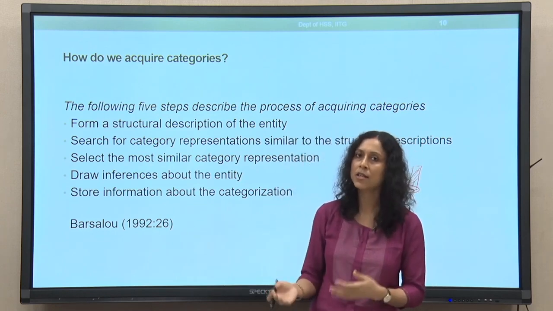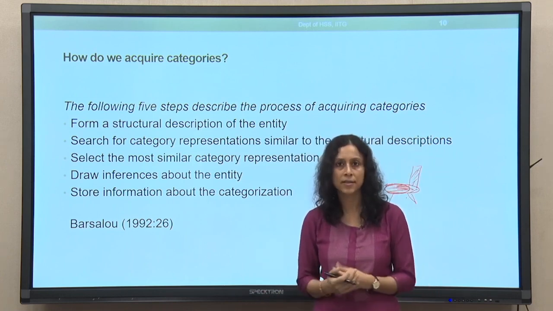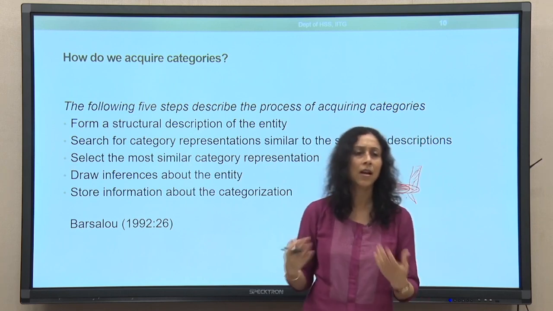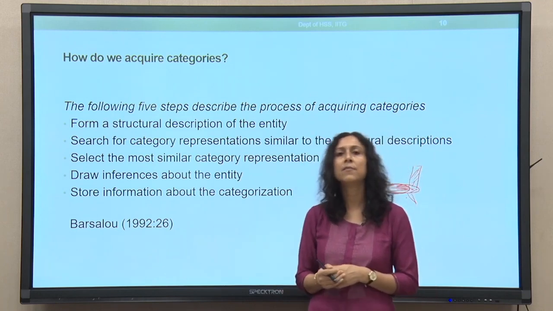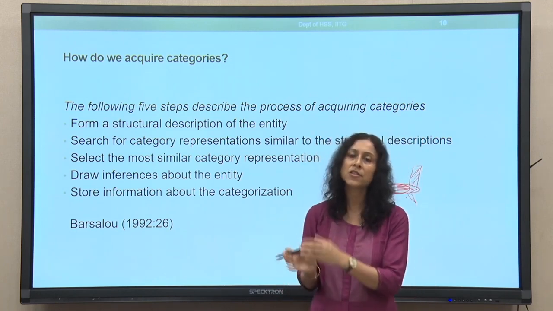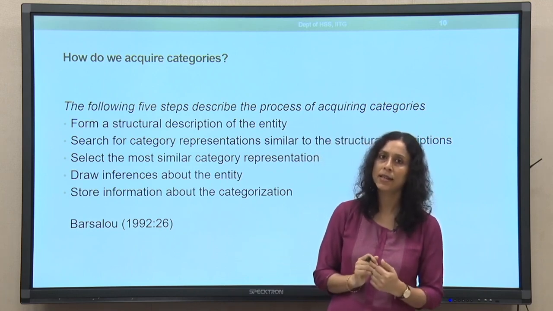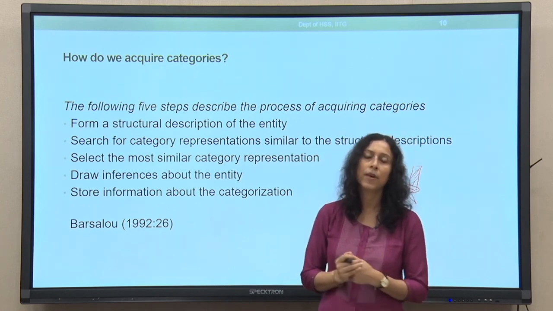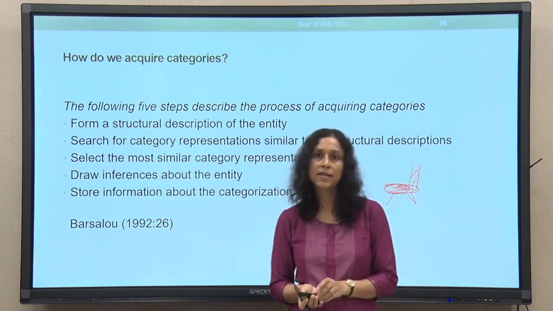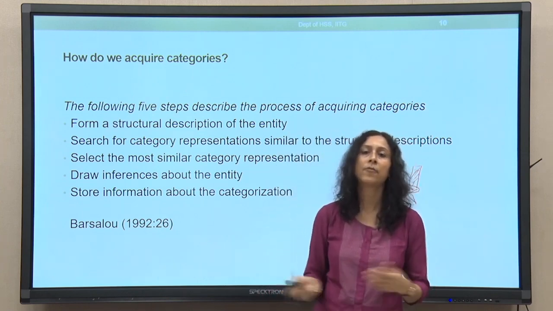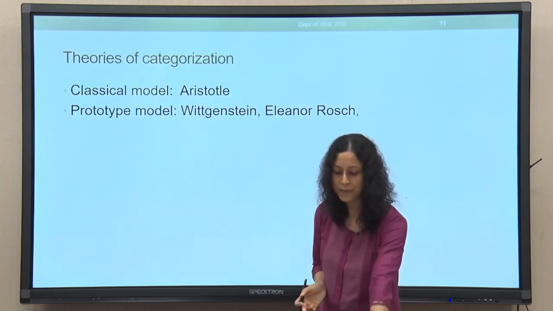This is not only the case for a concrete object like a chair, it could also happen with various kinds of abstract entities, abstract emotions, abstract things like democracy, liberty, freedom, and so on and so forth. So, what does it mean? Whatever the basic features of an entity are, we take them out and map them on an existing category, and we see where it matches best, and then we add it to the existing category. This is how we acquire categories, and how we expand our existing categories by adding more and more members to them.